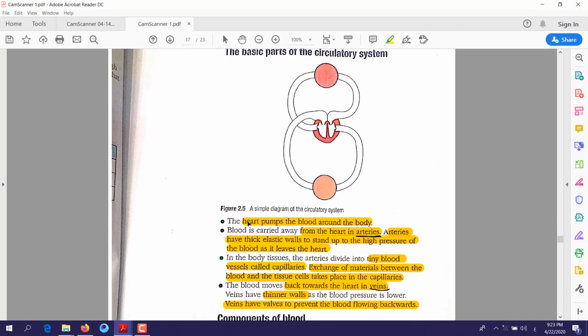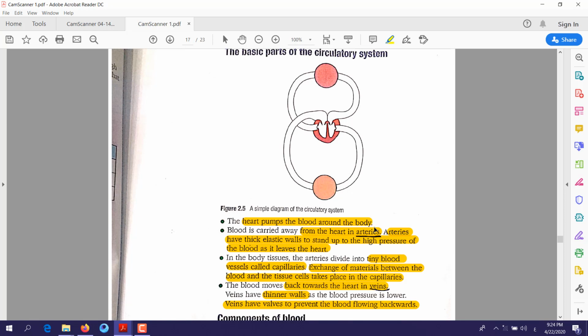The function of each part. Firstly, the heart. The function of the heart is what? To pump the blood around the body. Then this blood will go around the body through the blood vessels. We have three types of blood vessels. We call them artery, vein, and blood capillaries. So, how many blood vessels do we have? Three. Vein, artery, and capillary.